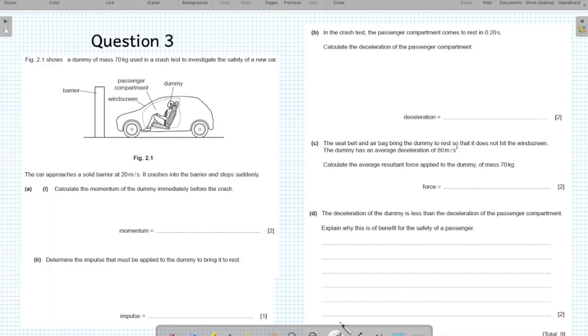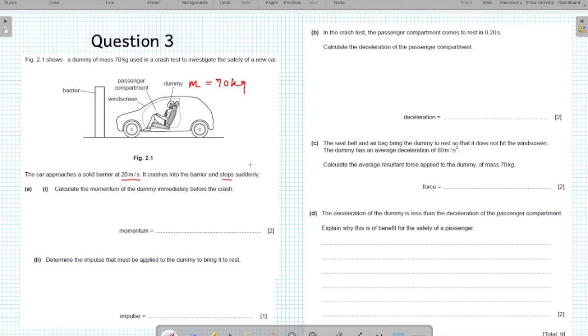So next question, question number 3. The figure here shows a dummy of mass 70 kgs. Where is the dummy? Dummy is here. The mass for the dummy is 70 kgs. Used in a crash test to investigate the safety of a new car. The car approaches a solid barrier at 20 meters per second and crashes into the barrier and stops.